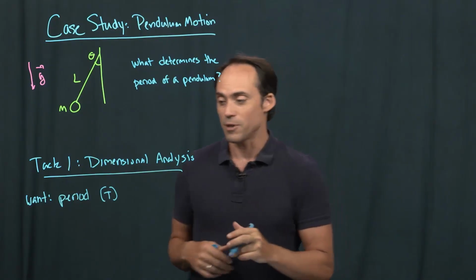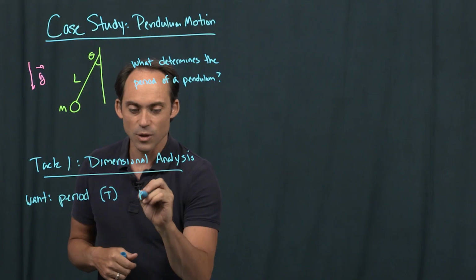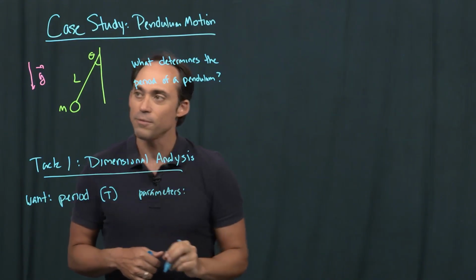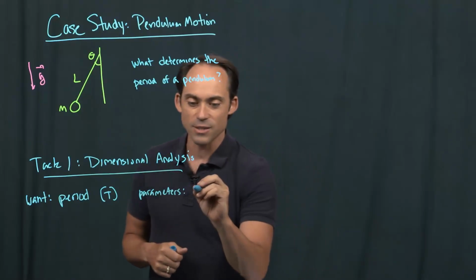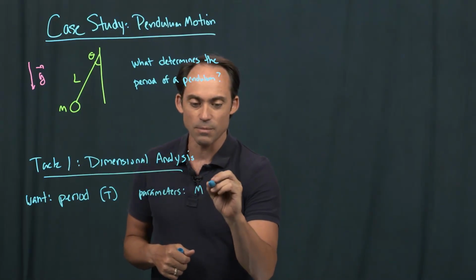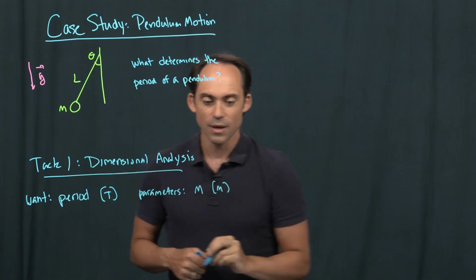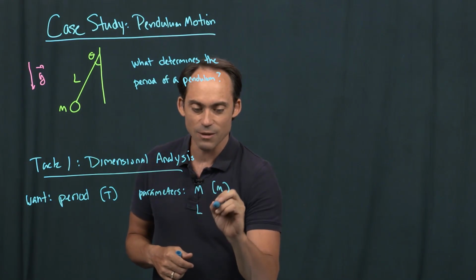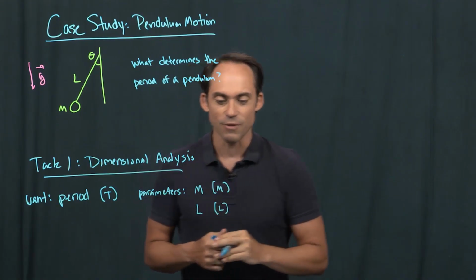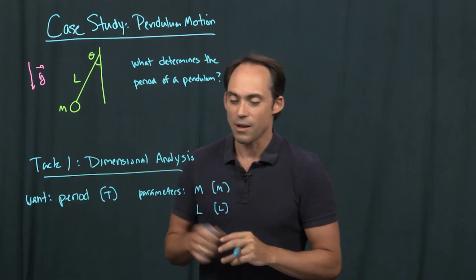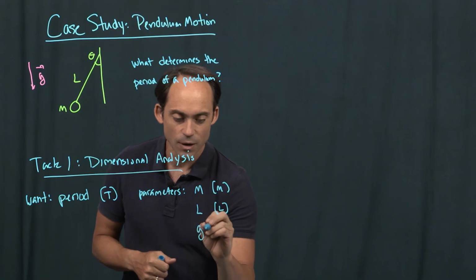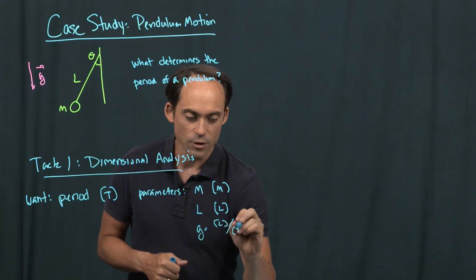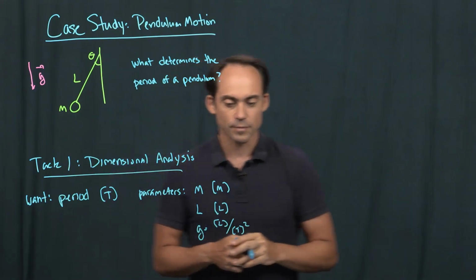Well, there's not a lot of parameters in this problem, so let's just start writing down what we have in our diagram above. We've got the mass of the pendulum bob, which we'll call m, and that has dimensions of mass, so it's pretty straightforward. We have the length of the bob, which has dimensions of L for length. And we have surface gravity, which has dimensions of length over time squared.